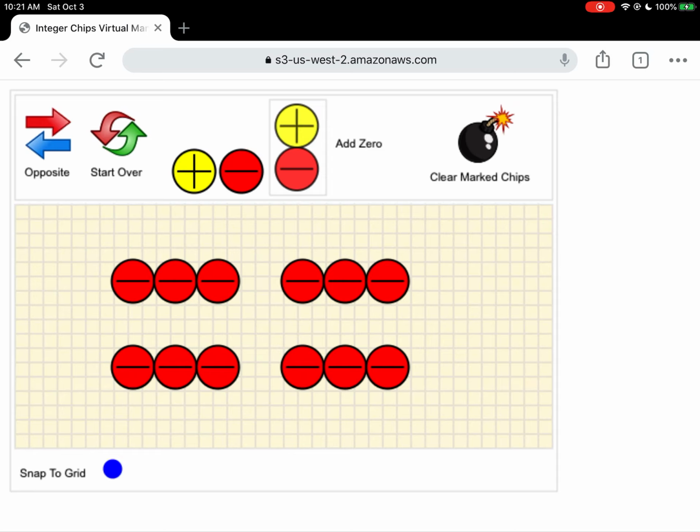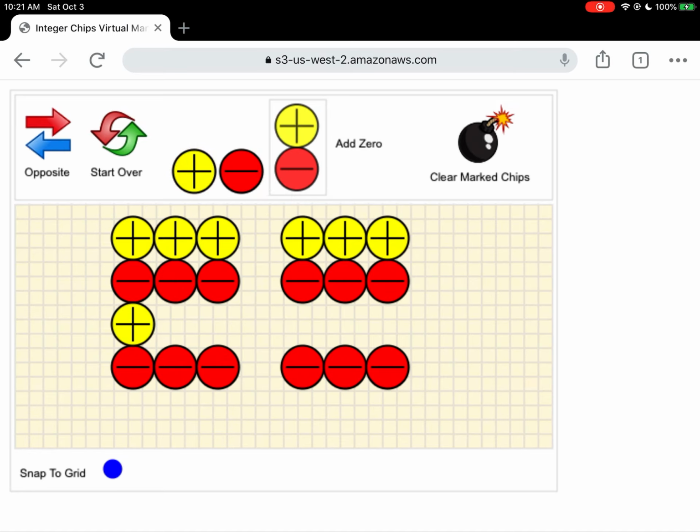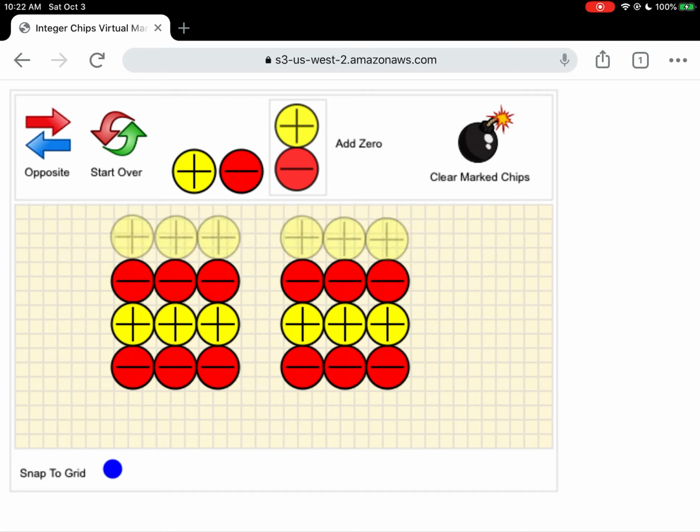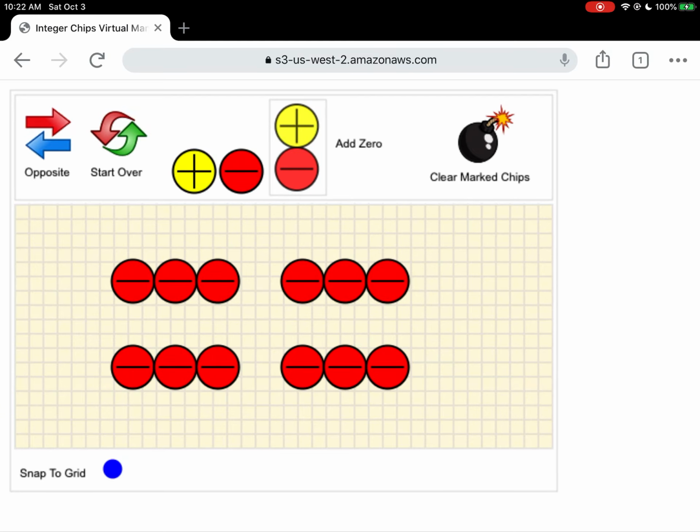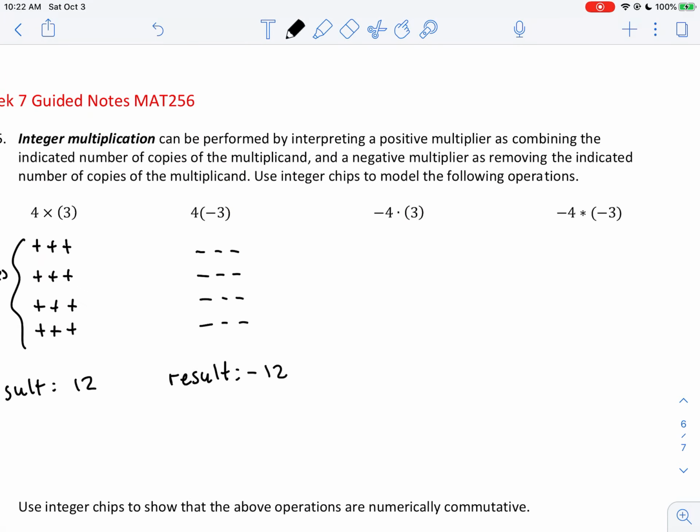Imagine removing 4 copies of 3 from 0. So if I started with 0, here's me starting with 0. Imagine you have 12 0 pairs. So here's 0, and I want to remove 4 copies of 3. There's 1 copy of 3, here's a second copy of 3, a third copy of 3, and a fourth copy of 3. Remove them, and you're left with negative 12.